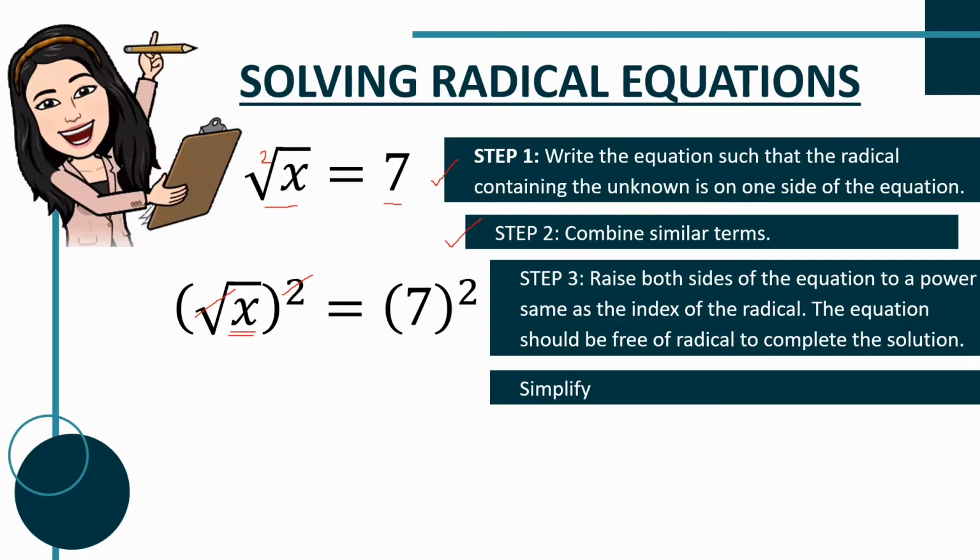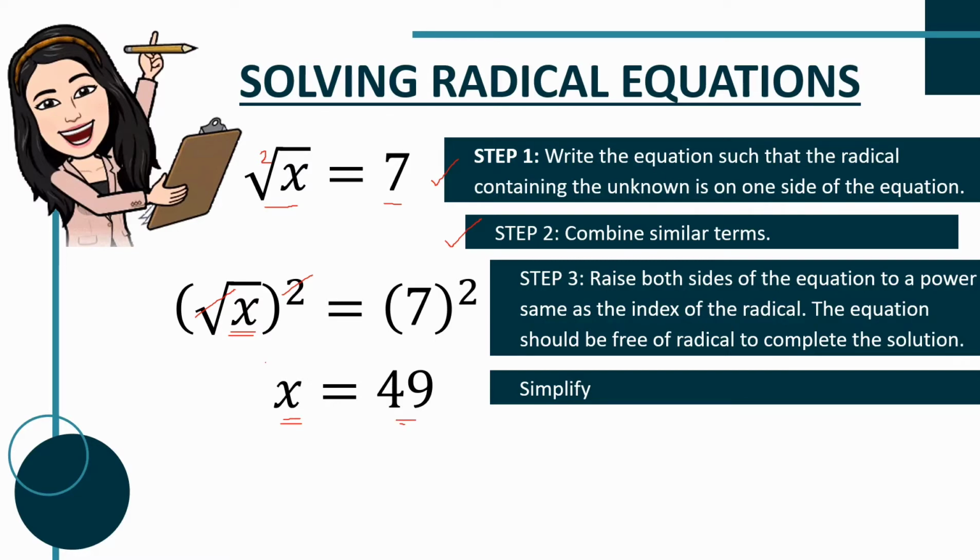Kasi na-simplify na natin siya by raising the power of the root. So here, x na lang yung ating root. Okay? Or na-extract na natin yung root ng x. Okay? So we have x is equal to, what is 7 squared? Or 7 raised to the power of 2. Okay, we have 49. So therefore, this is our answer.